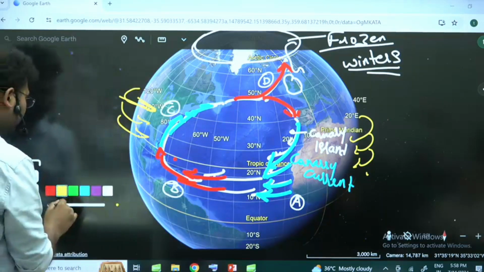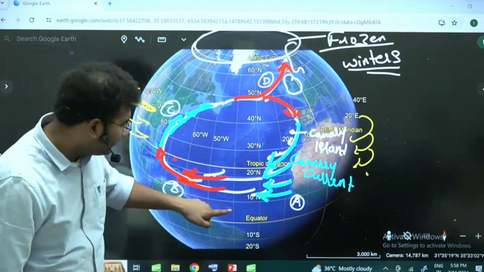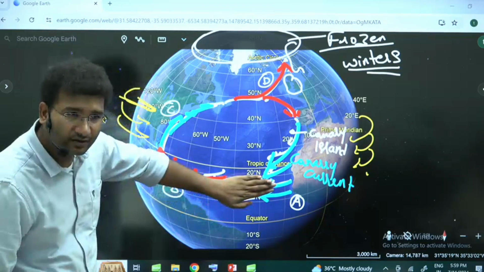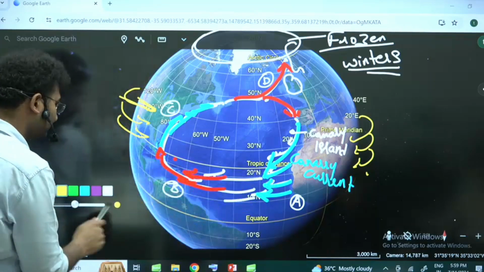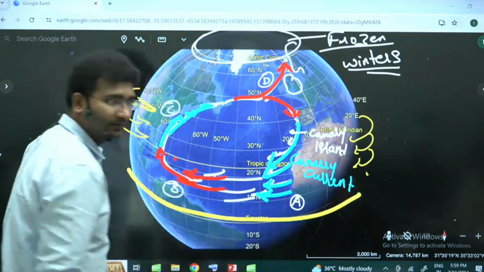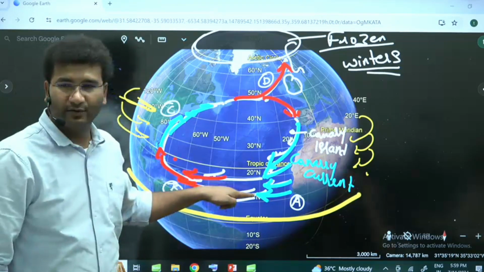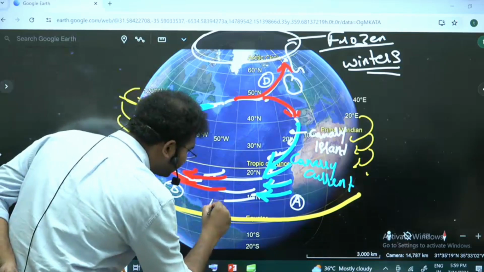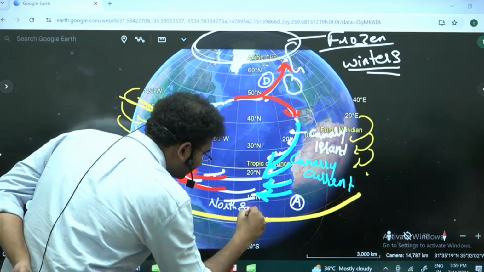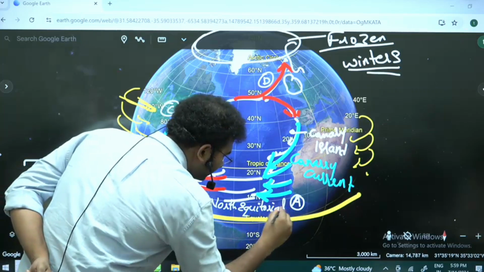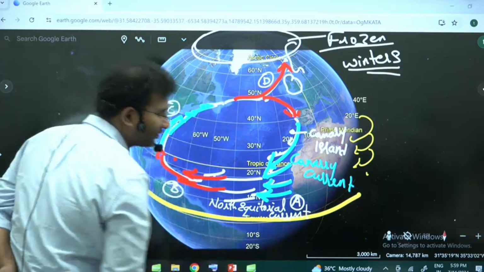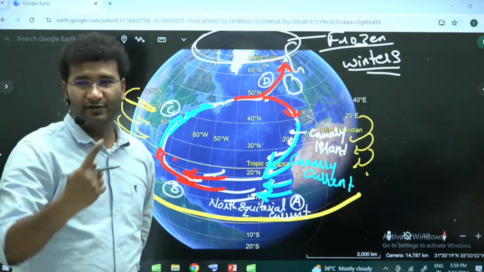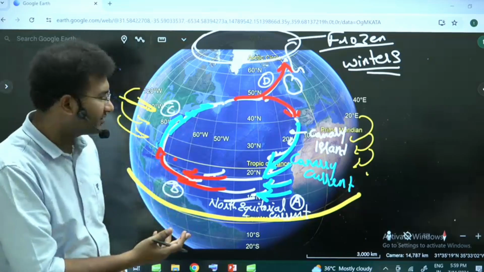So don't you think that these two currents are north of the equator? This is the north of the equator, this is your equator, right? They are called the North Equatorial current. Okay? In your atlas, you will also find another current by the name counter equatorial current. I'll explain how that is formed, but first try to understand this.